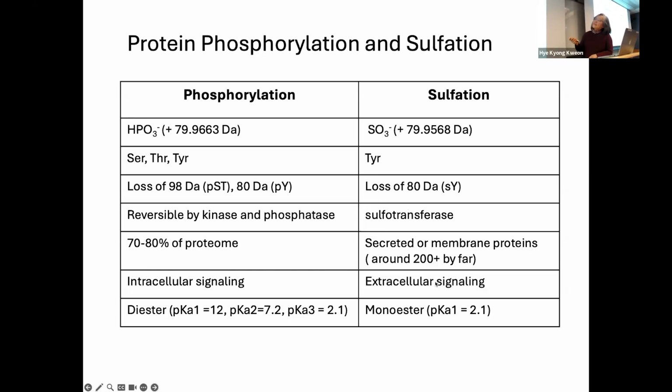Chemically, both carry negative charge and are similar, but also in mass spec their masses are very close, with only a 0.0095 Dalton difference. So it's very challenging to distinguish those two isobars. We call these isobars, yes.